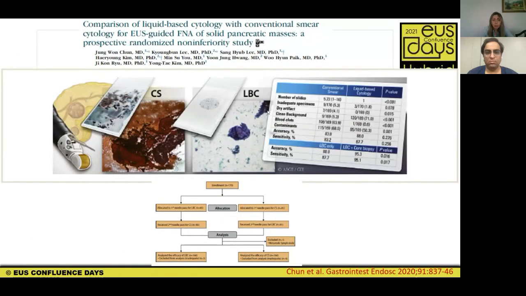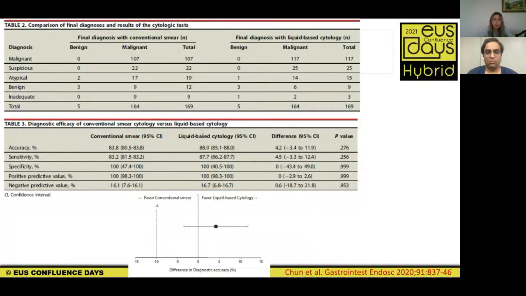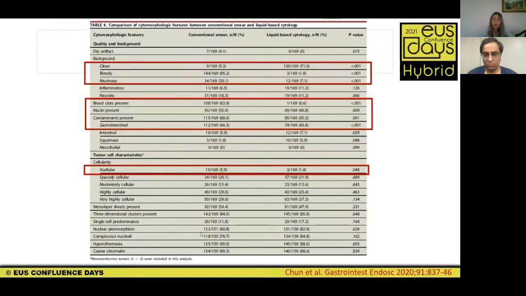This is a prospective randomized non-inferiority study, and this study also showed the liquid-based cytology diagnostic rate is higher than conventional smear, but not statistically significant. On the other hand, if we compare cytomorphologic features of these two techniques, in liquid-based cytology we have a cleaner background, no blood, no mucin, and high cellularity.